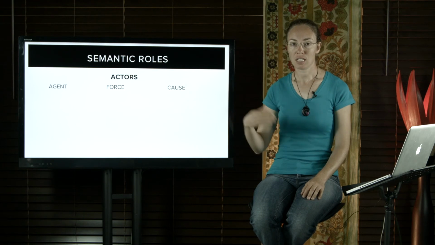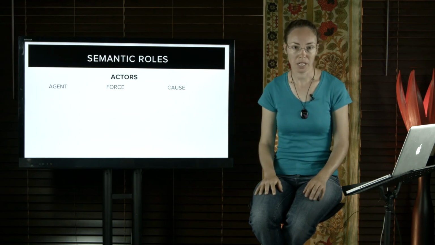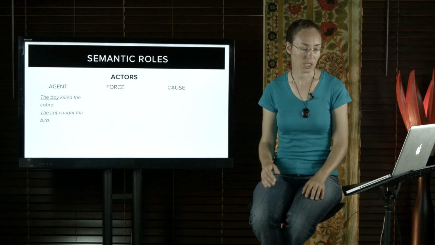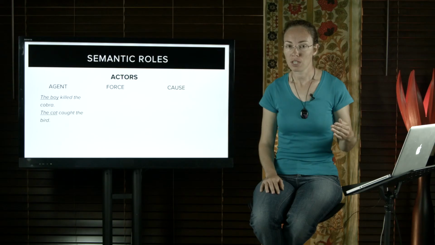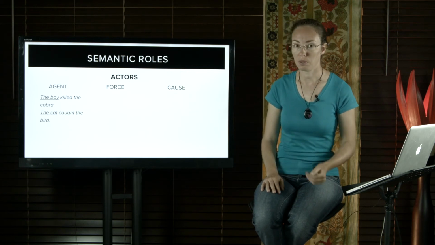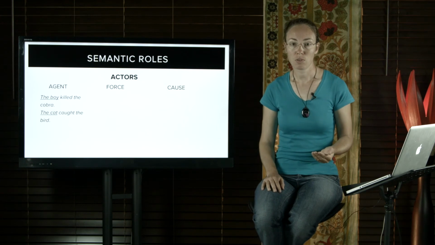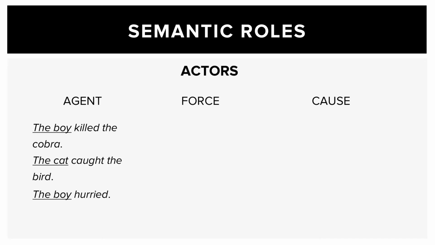The most important kind of actor is agent. An agent does something on purpose. They're usually human, but can sometimes be an animal. So for example, the boy killed the cobra, or the cat caught the bird. Agents often do something that affects a second argument, so in these examples, the cobra and the bird. They can also perform an act that does not involve a second argument. For example, the boy hurried.